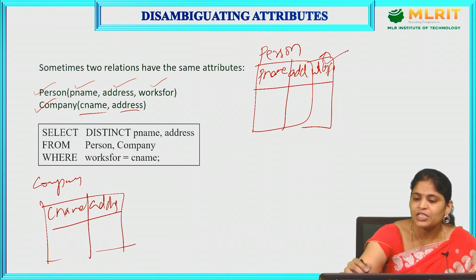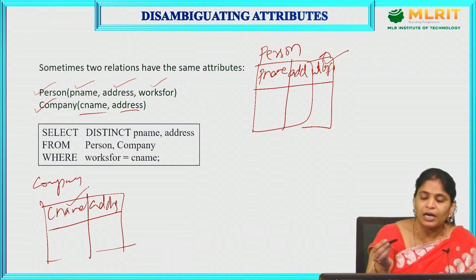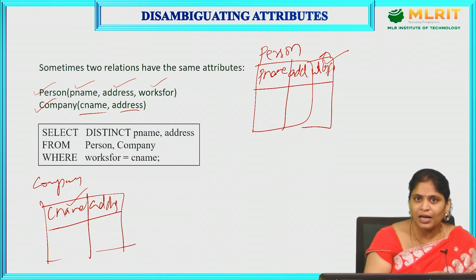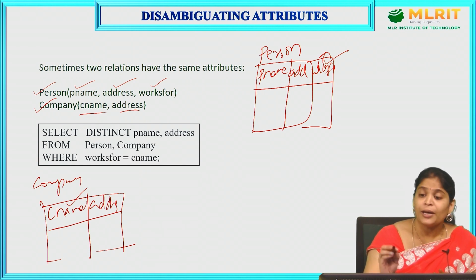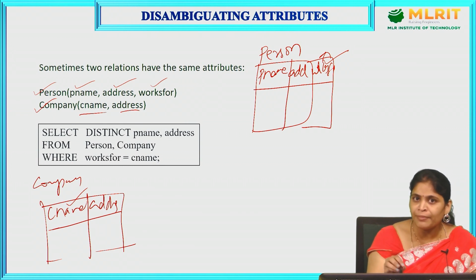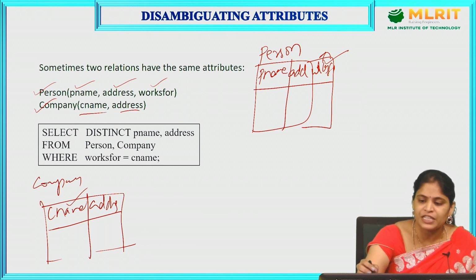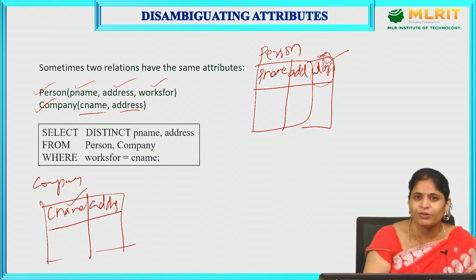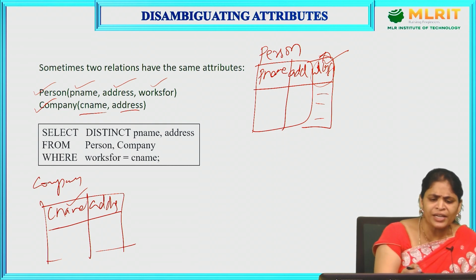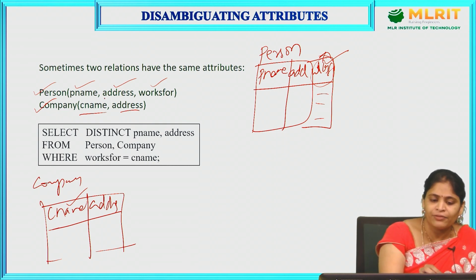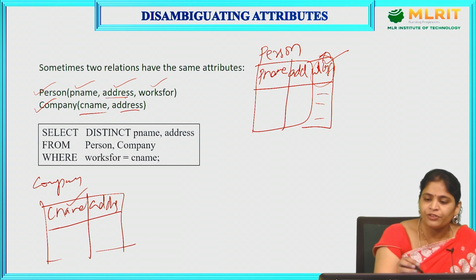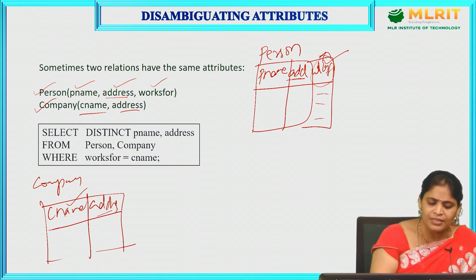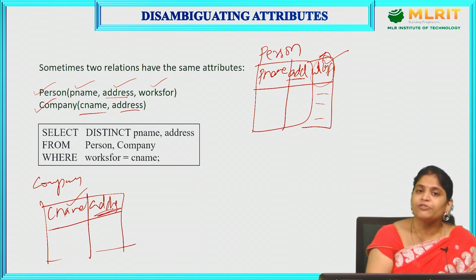Here, works for is nothing but the company name, and the person is working for that particular company. So works for and CNAME are the same, but the name has been changed. Instead of CNAME, I have represented works for. Clear? But the data is the company name only. And we have an address attribute for person and the same address attribute for company.